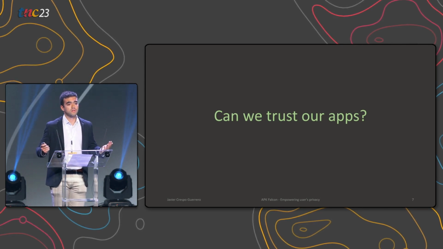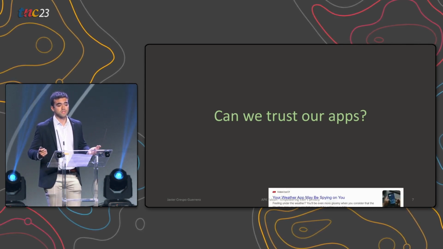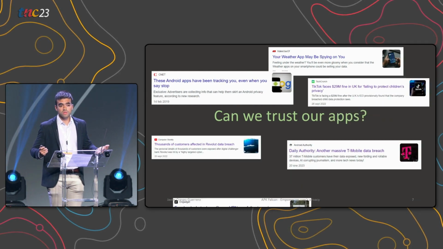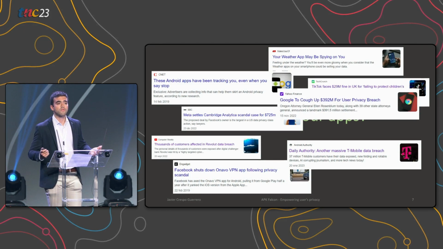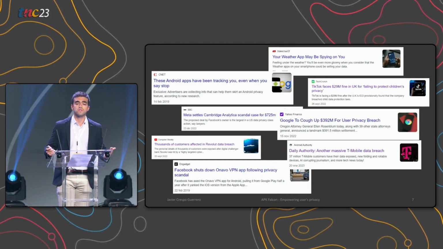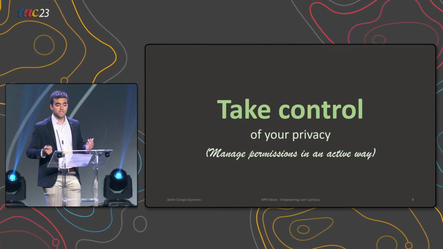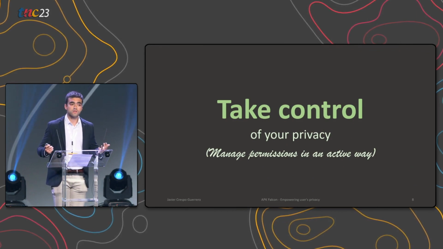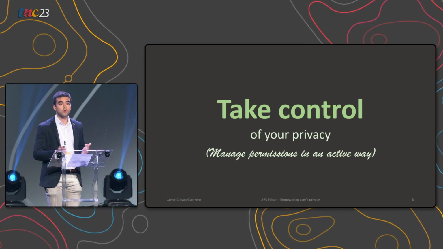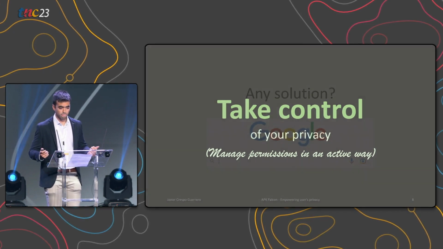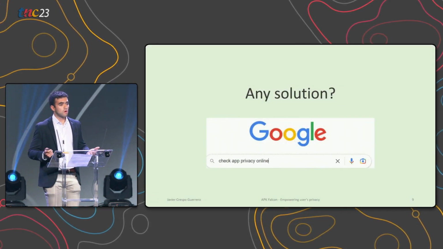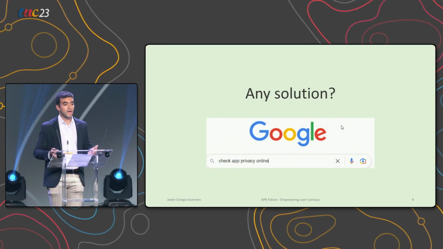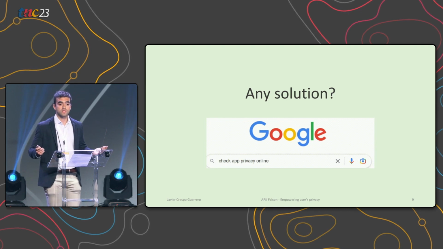And the answer, well, it's not very clear, since every day we are seeing more and more scandals related to privacy, with companies having to pay multi-millionaire fines as the result of data breaches or privacy issues. This is why it is more important than ever to start taking control of our privacy. And the first step in doing so is to manage our permissions in an active way. So, what can we do about it? Well, the first thing that would come to everyone's mind would be to Google search an app's name to see if it is respecting my privacy.